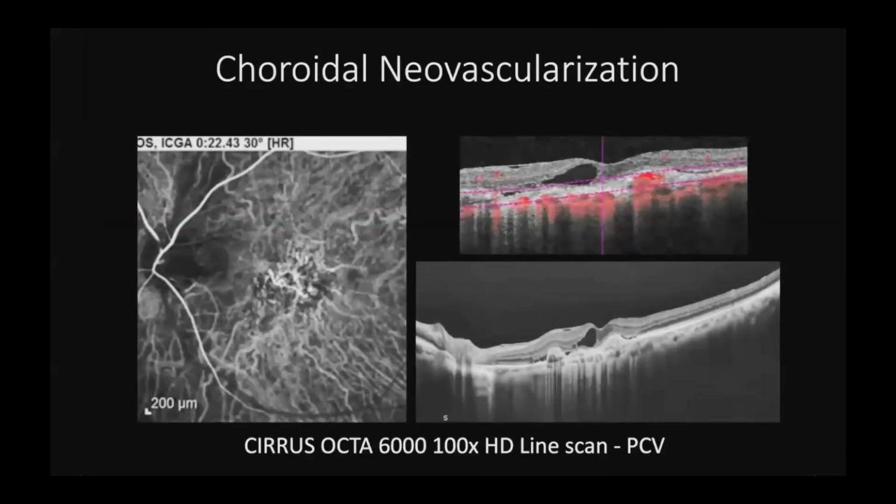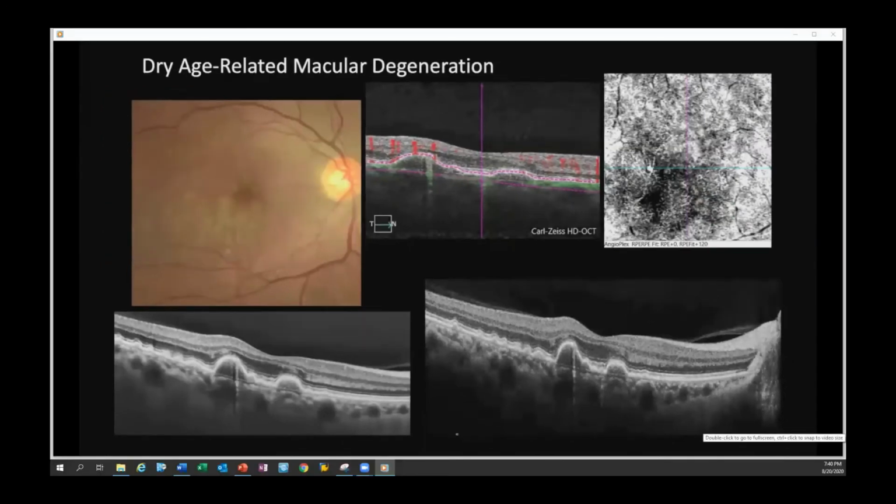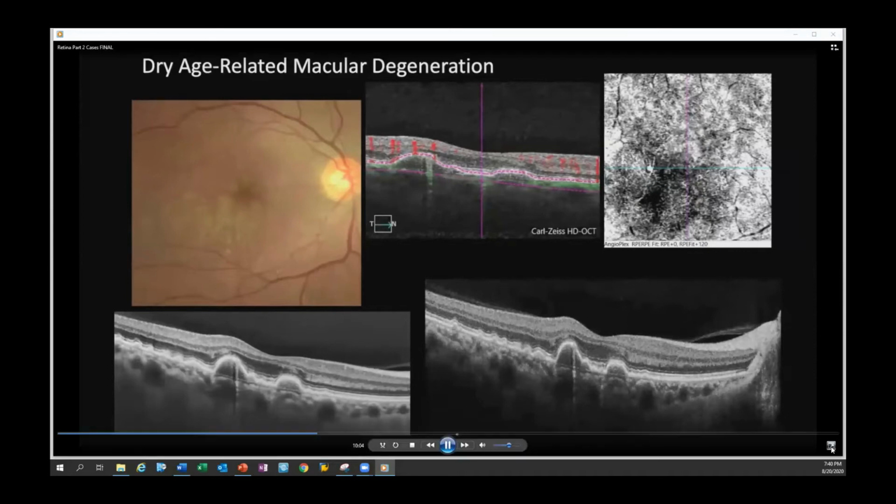So moving on to choroidal neovascularization. This is really a time where OCT angiography can be especially helpful and often can visualize the choroidal neovascularization better than conventional fluorescein or ICG angiography. I'll use it in a number of different situations. This is dry age-related macular degeneration, and I'll use OCT angiography to look for areas of subclinical CNVM.